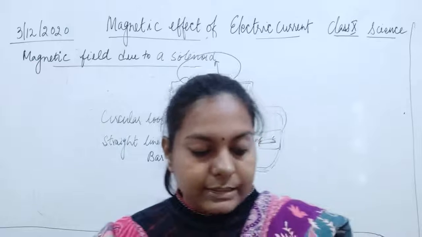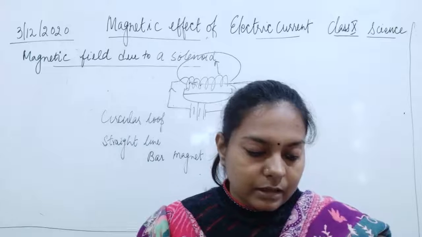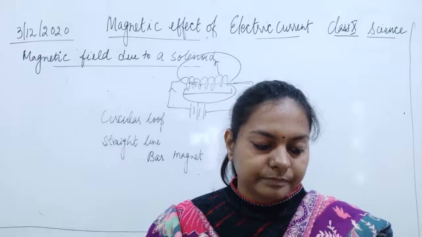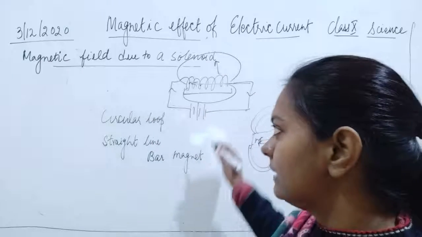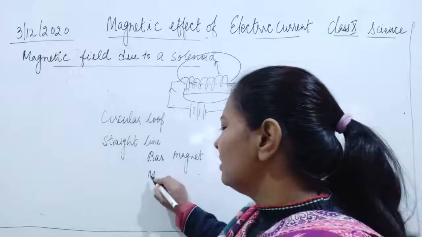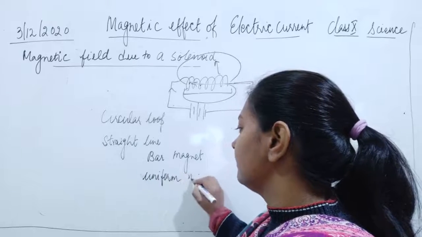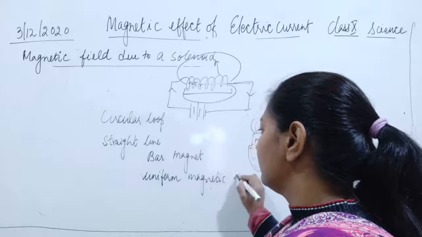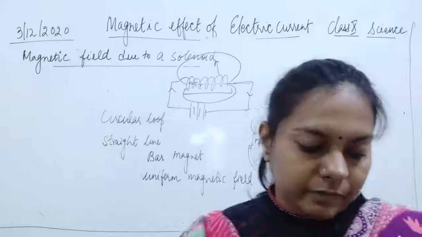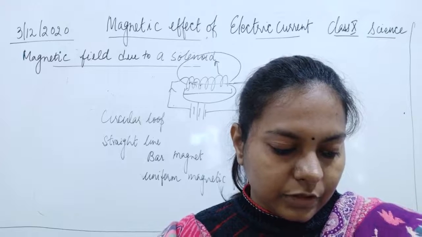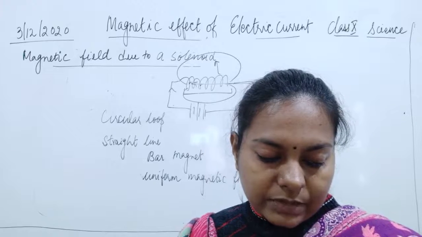Now the next thing is that this indicates that the strength of the magnetic field is the same at all the points. It is said to be a uniform magnetic field. So what kind of magnetic field does this generate? It generates a uniform magnetic field. The uniform magnetic field is represented by drawing parallel straight lines.